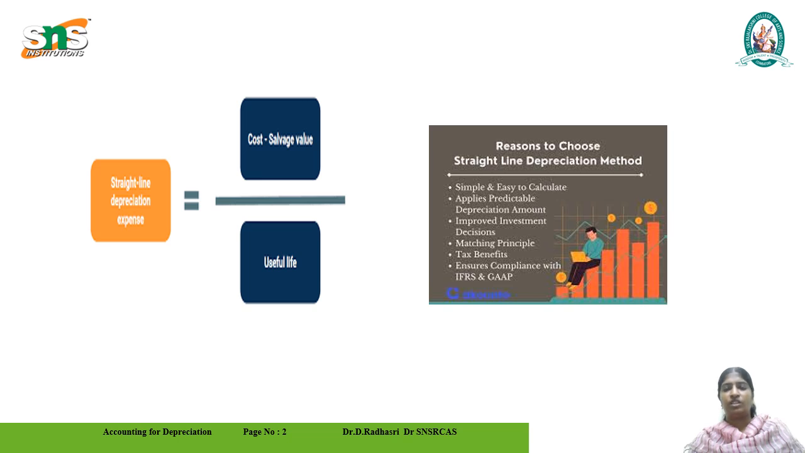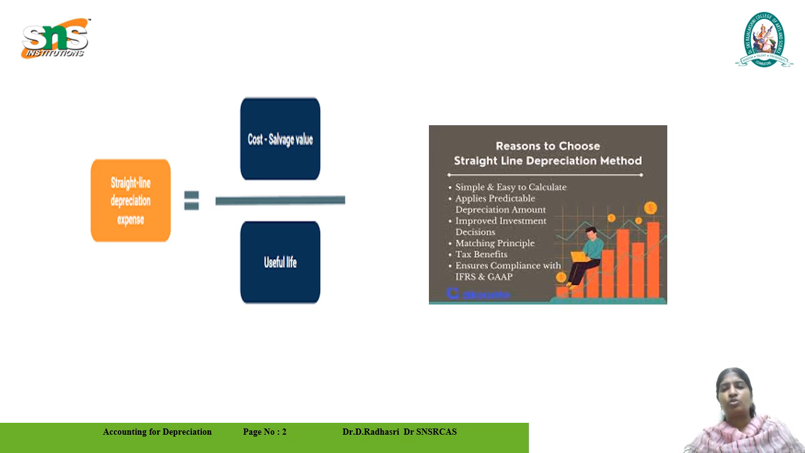The reason to choose the straight line method of depreciation is that it is a simple and easier way of calculation. It can be explained by applying the depreciation amount, improving the investment decision making process, and allocating the price in line with matching principles, tax benefits, and ensuring compliance with IFRS and GAAP. These are the reasons for choosing the straight line method.